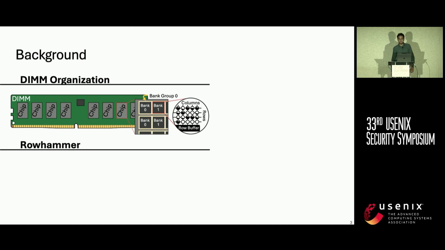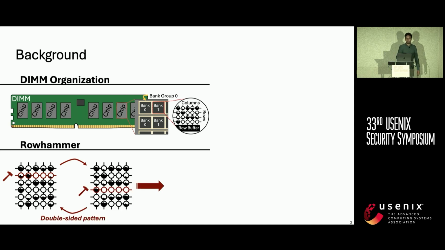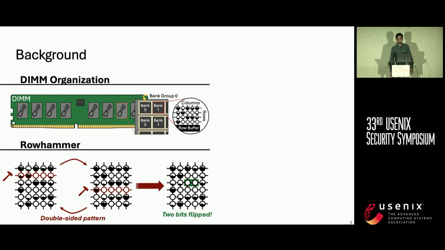The Rowhammer vulnerability is a memory disturbance error. It happens when two rows are accessed, or hammered, with one row in between, as you can see here. This is the double-sided pattern. If you repeat hammering this pattern many times over and over again, then you cause the charge of the victim row that is in between these two rows to leak, and then you will observe bit flips in that victim row.